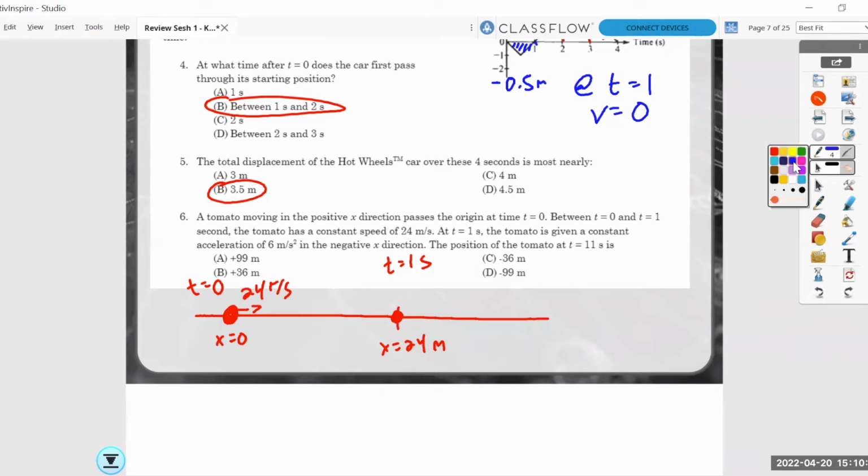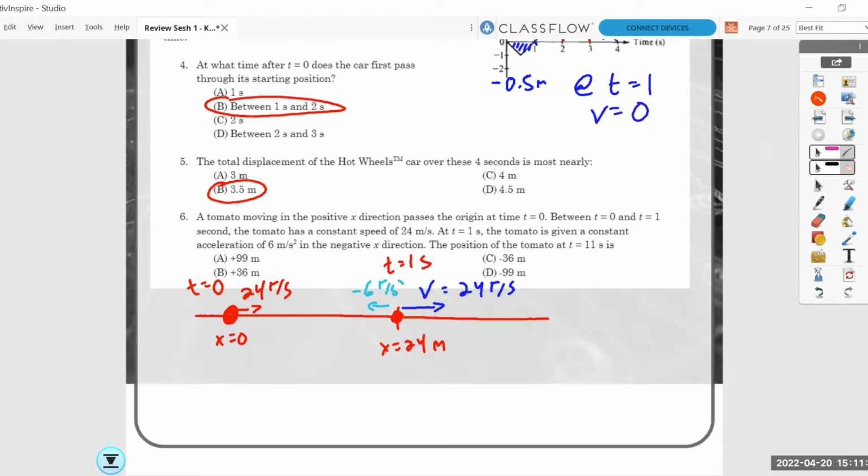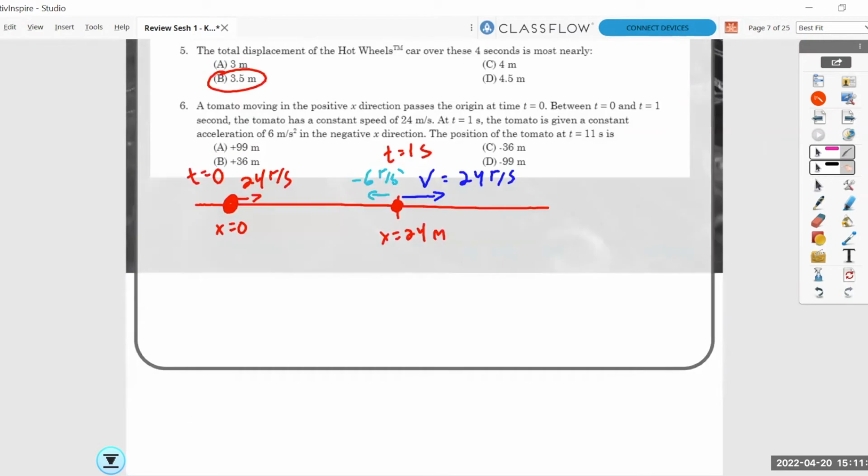So let's just go ahead and draw this. Here it's got a velocity of 24 meters per second, but now it has an acceleration of -6. And we want to find where it is at time equals 11 seconds. Well, this is a classic second kinematics equation sort of problem, because it's asking for an object undergoing some acceleration. Where is it? And that's what the second kinematics equation is made to do. So let's write out that second kinematics equation and then fill it in.